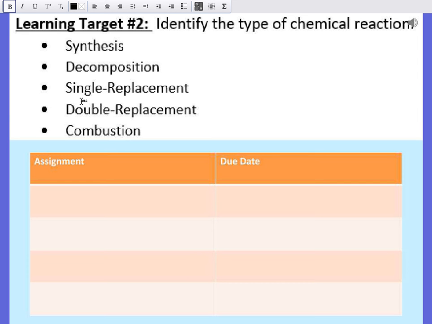Maz, and today we're looking at learning target number 2, and for this learning target we're working on identifying the different types of chemical reactions. So today we're specifically looking at only synthesis and decomposition reactions, and then Tuesday we'll cover single versus double replacement reactions. Wednesday we're looking at combustion reactions, and then your first quiz is going to be on Thursday. So if you want to add that into your assignments, you can. That would be your LT2 quiz, types of reactions.